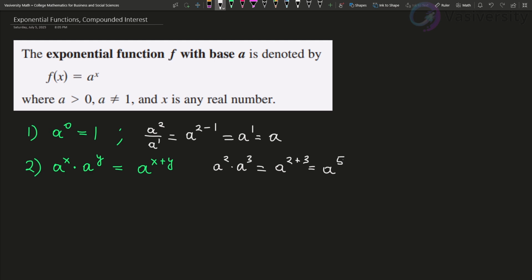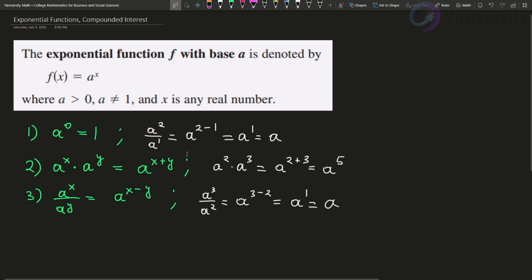Okay, perfect. Now, when we want to divide two exponential numbers, we will have a to the power of x divided by a to the power of y. In this case, we are subtracting, so it's going to be a to the power of x minus y. We can have an example similar to the previous one. If we have a to the power of 3 divided by a to the power of 2, which is equal to a to the power of 3 minus 2, which is equal to a to the power of 1, or just a.